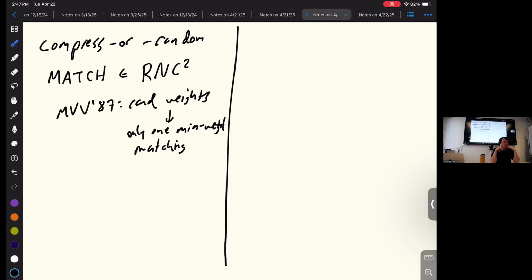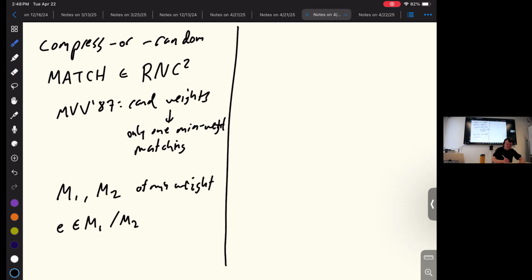Well, if it was 0, it's for, again, one of two reasons. Either there is no matching, or your weight assignment was bad. And we just have to deal with the case where your weight assignment is bad. But what is a bad weight assignment? Bad weight assignment says that there's two matchings, M1, M2 of min weight. Pick some edge that's in M1, but not in M2.